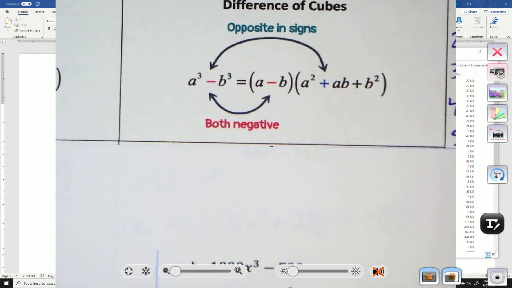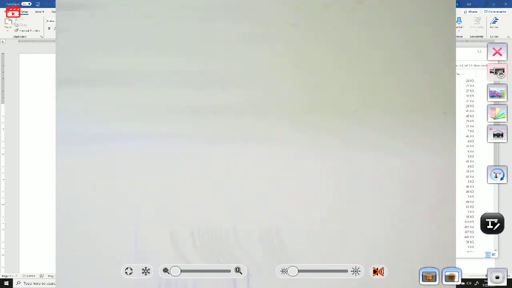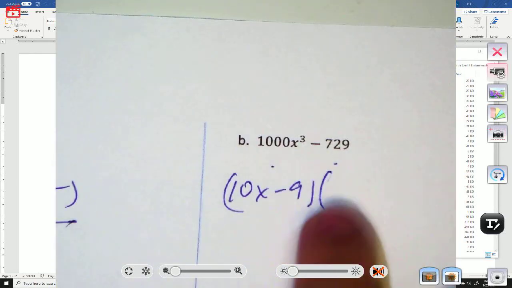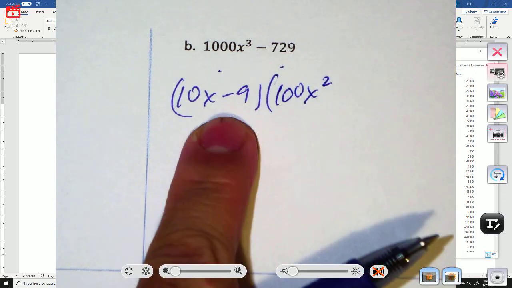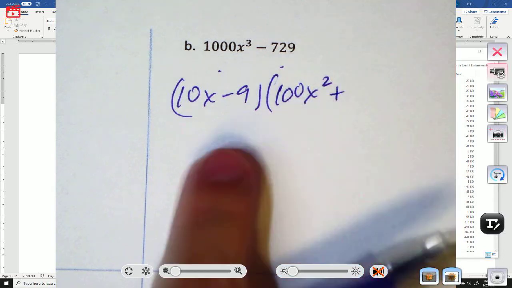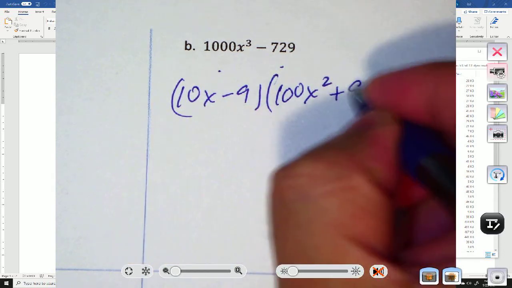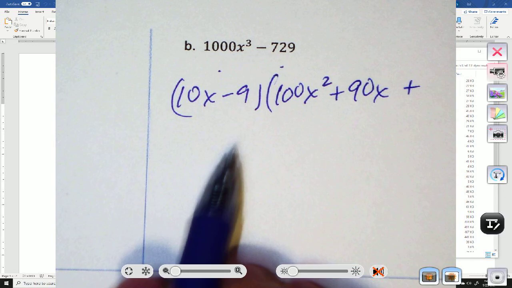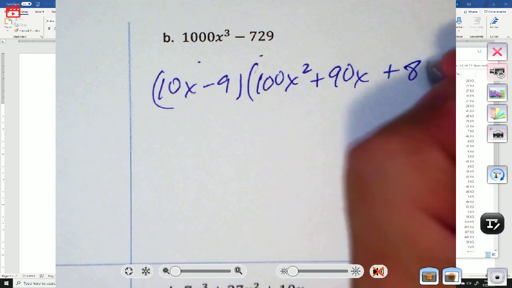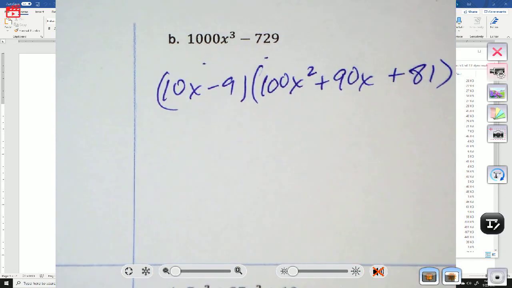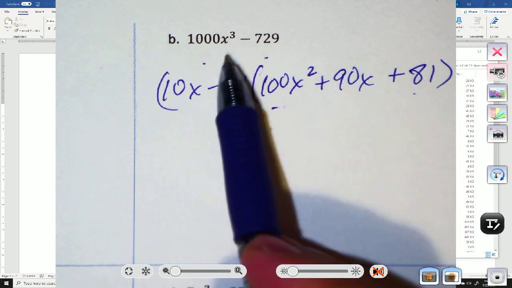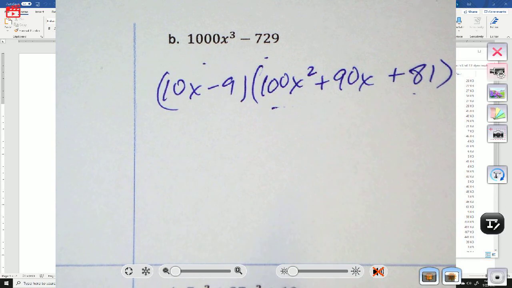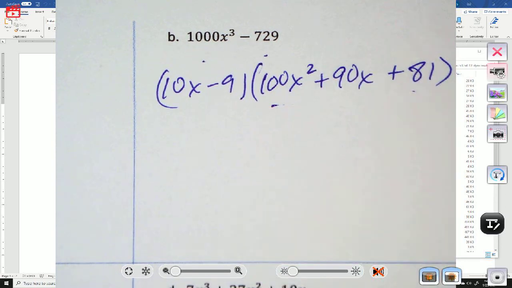Okay? And then I'm going to fill in the second part. Square the first term. So it's 100x squared. Change the sign from minus to plus. Multiply 9 times 10. So it's 90x. Plus. And then 9 squared is 81. And that's it. Remember I said that this trinomial cannot be factored when it comes out of the difference of two cubes, all right? Unless there's a higher exponent. All right, let's go on to C.